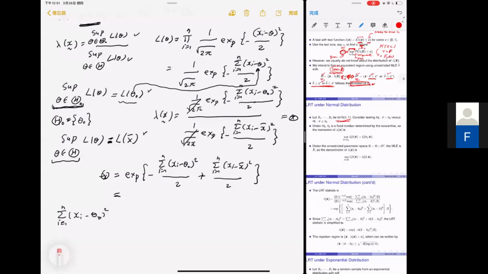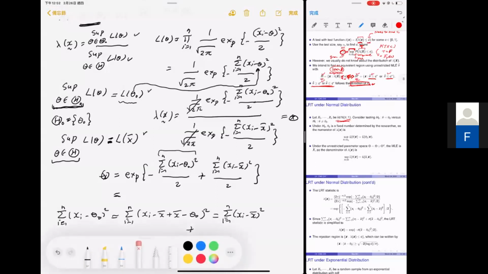Okay, so if I'm working on this guy right here, normally we will write this as xi minus x bar, then plus x bar, then minus theta 0, right here. The reason I want to write it here is I want to create a new term right here. Then plus, I have space, so let's keep writing.